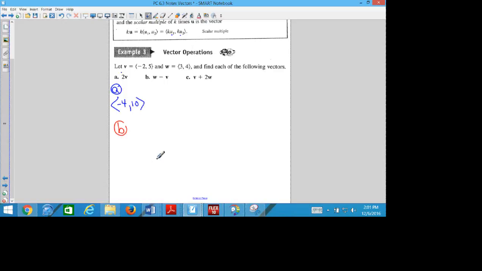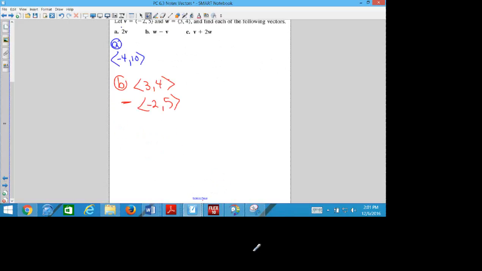So I'm going to take 3, 4, the component form, and I'm going to subtract vector V, which is -2, 5. And to subtract these, we just subtract the 2 x's and subtract the 2 y's. So I'm going to have 3 minus -2 and 4 minus 5. And I get 5, -1. Questions about that one?